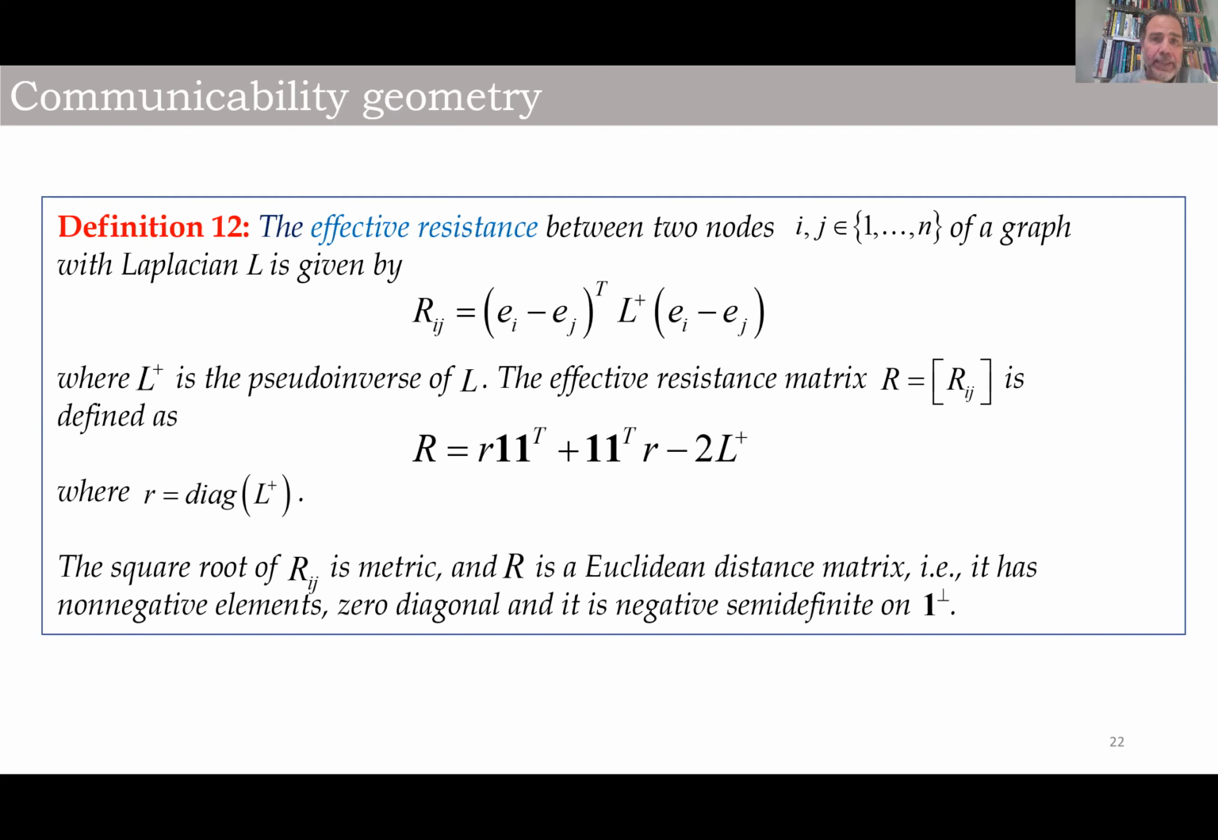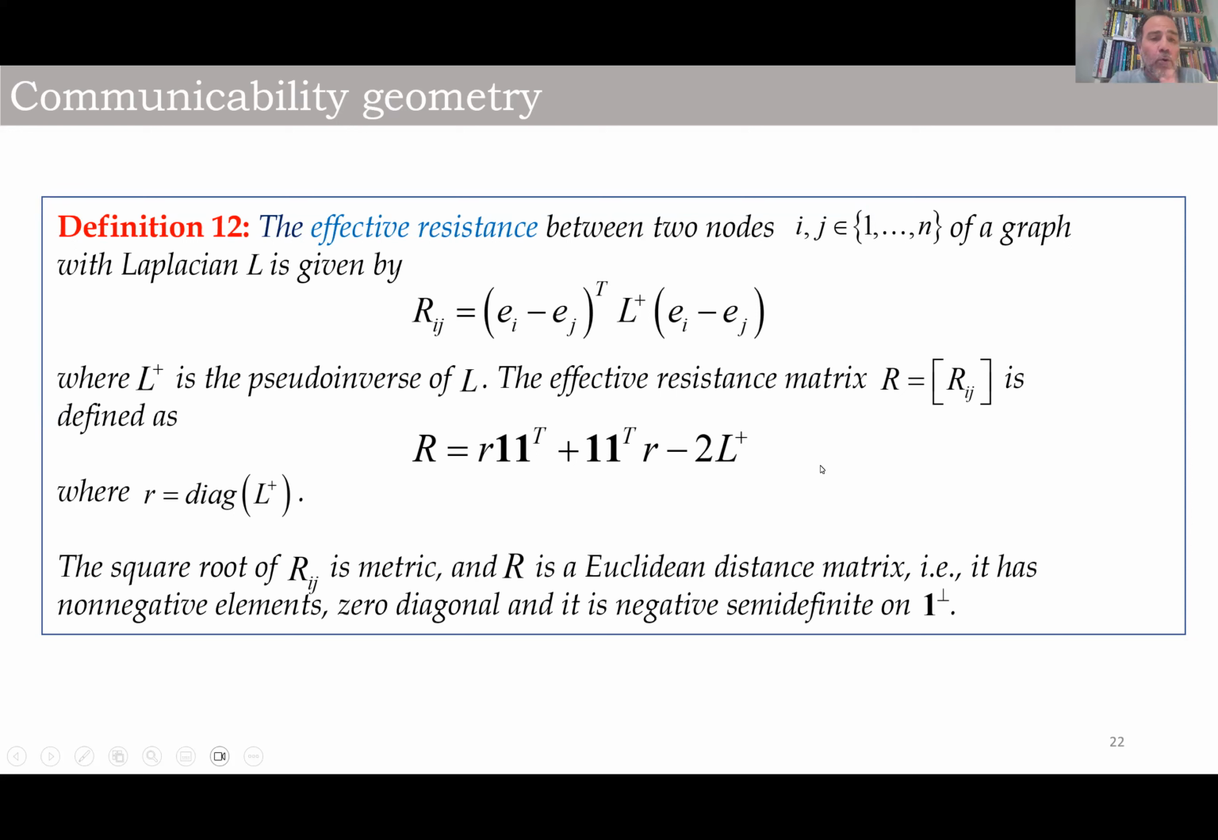So for those that don't know what exactly the effective resistance is in the algebraic graph theory literature, the effective resistance between two nodes of a graph with a given Laplacian is given by this expression here, where this is just the basis vector corresponding to the node i and to the node j. This is again the Moore-Penrose pseudo-inverse of the Laplacian. And this can be written for the case of the matrix in terms of this value of R, which is the diagonal of the pseudo-inverse, and the pseudo-inverse of the Laplacian.